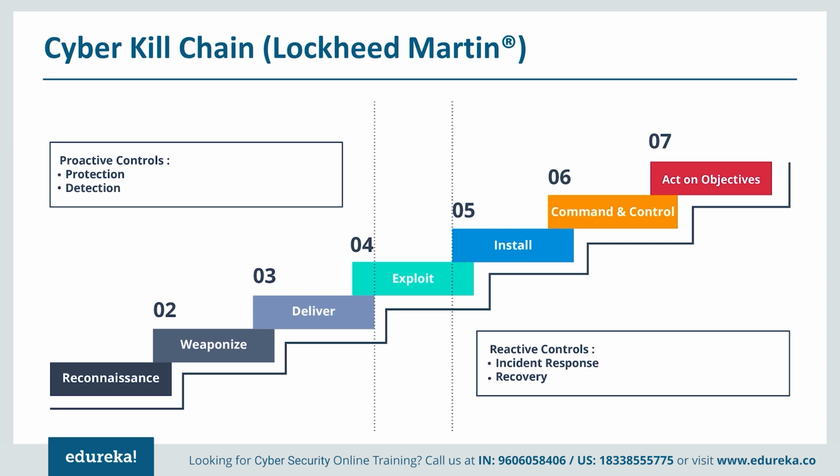The two types of response we provide are proactive response and reactive response. Reactive controls are incident response and recovery, when it crosses the exploitation phase and gets installed on the local machine. Reconnaissance, weaponize, deliver, exploit, install, communicate to the CNC, act on the objective.